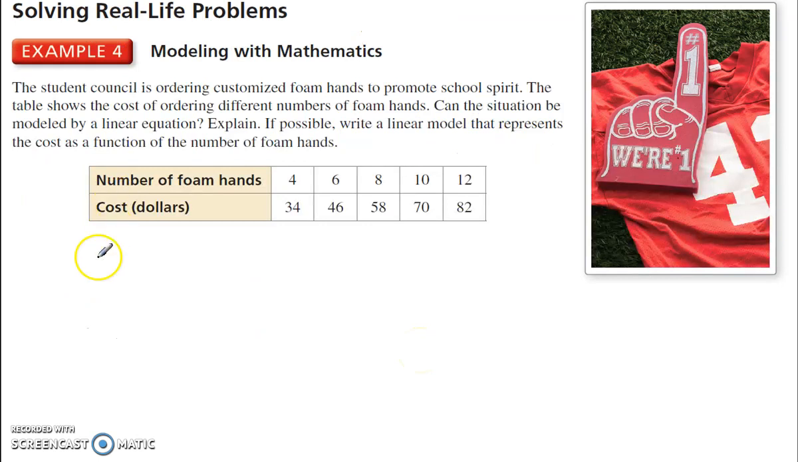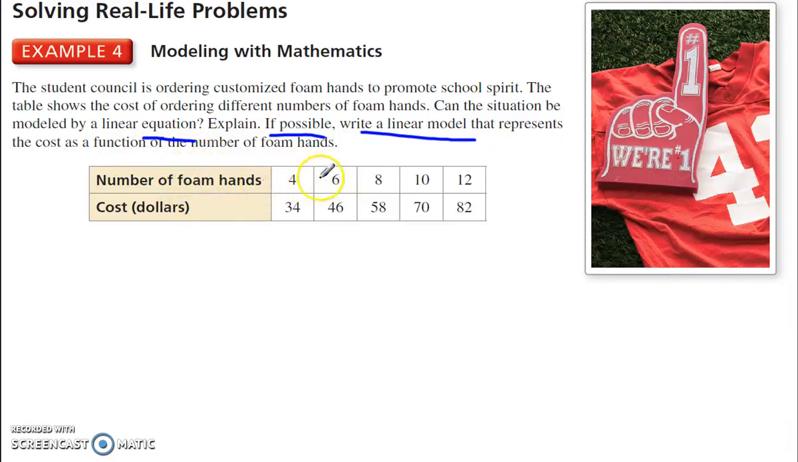Alright, modeling with mathematics. The student council is ordering customized foam hands to promote school spirit. Go school! The table shows the cost of ordering different numbers of foam hands. Can the situation be modeled by a linear equation? Explain. That's our first question. If possible, write a linear model that represents cost as a function of the number of foam hands. That's the second question.